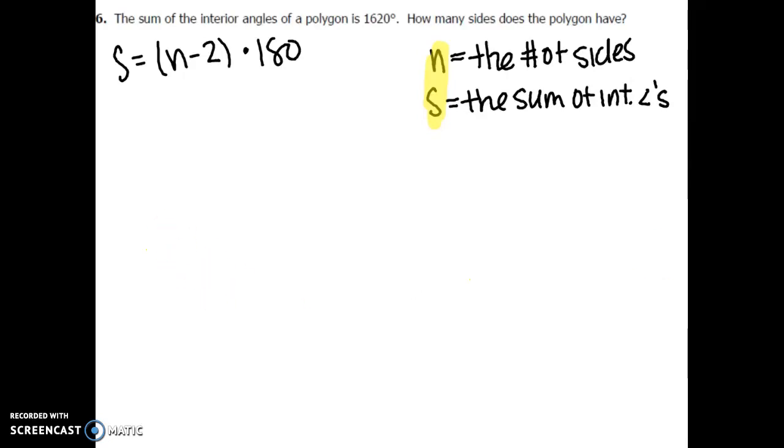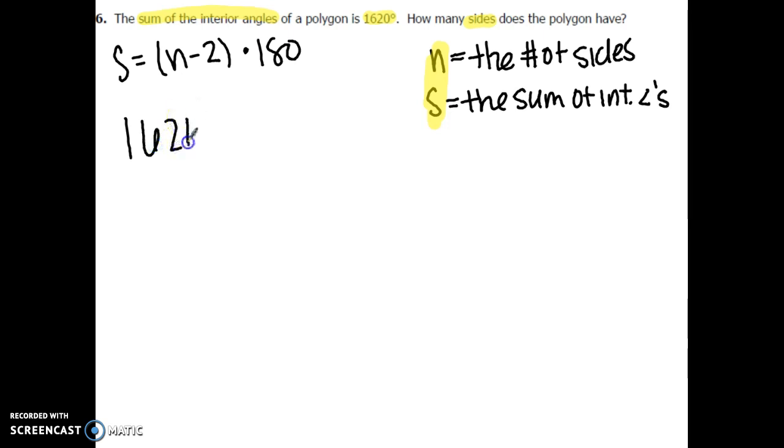A lot of you guys are having questions on number 6, so I'm going to go over that real quick. Number 6 says the sum of interior angles of a polygon is 1620. How many sides does the polygon have? We will be working backwards. If you remember, S is the sum of interior angles, so that is already given to us.